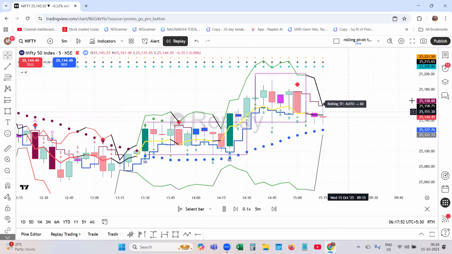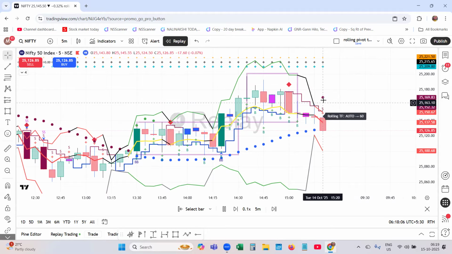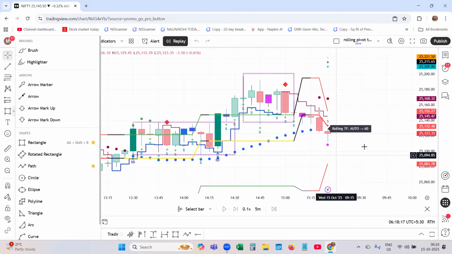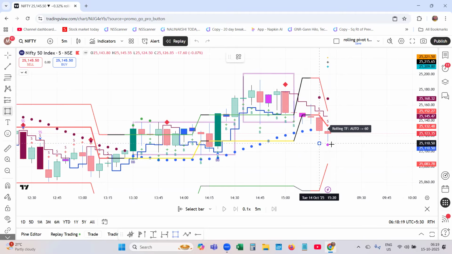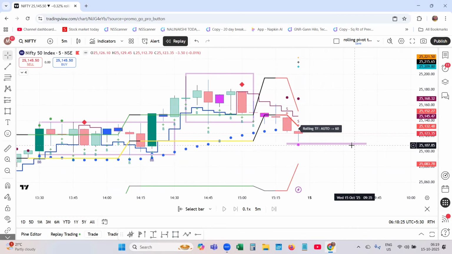And a balanced line started around 350. It became neutral. Rolling pivot became neutral, and these are the big players. And the Gann HiLo is negative. It has plotted negative. And a narrow CPR has been plotted over here before closing, indicating volatility expansion for tomorrow.